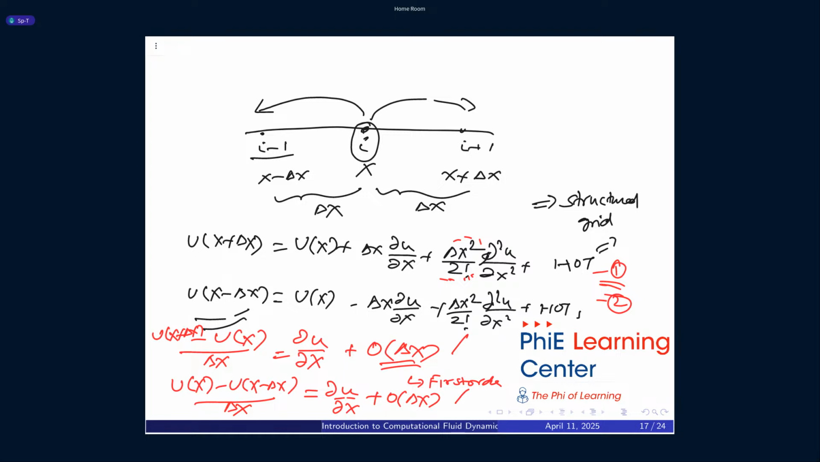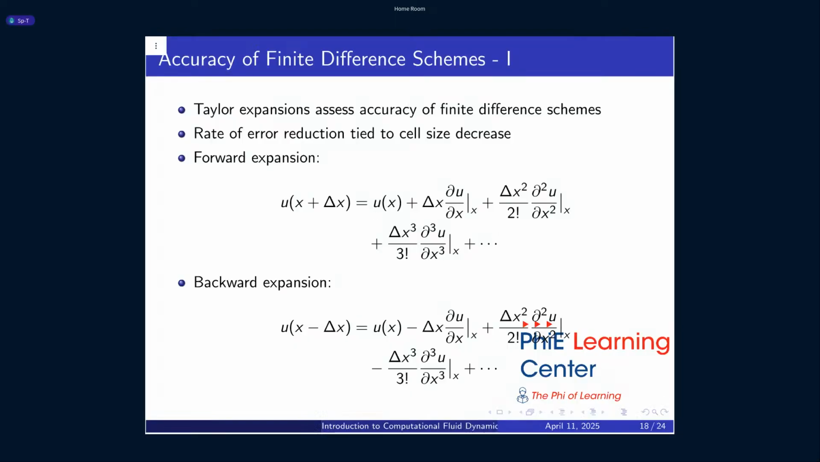In our problem we use this backward differencing scheme, u of x minus u of x minus delta x. So I leave that reasoning to you. You have to think about why we went with backward differencing, not the forward differencing. Right. So that's what is discussed in here.